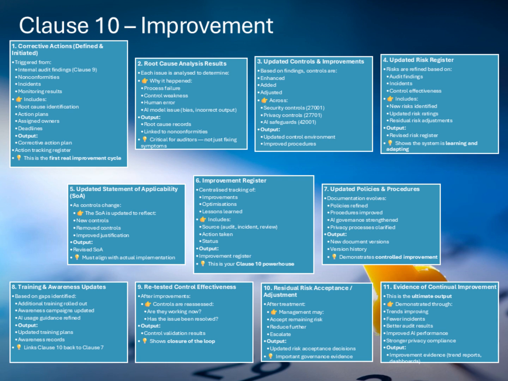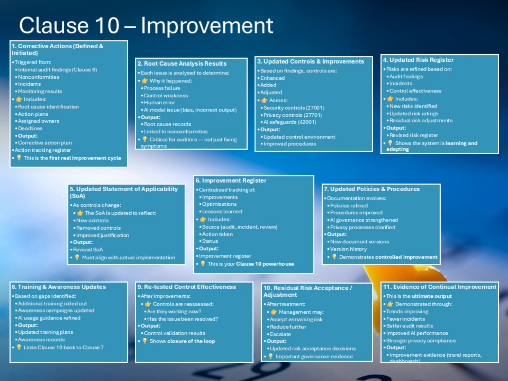This is where the organization takes everything learned from monitoring, audits, and operations, and turns it into meaningful improvement. It begins with corrective actions, triggered by audit findings, non-conformities, incidents, and monitoring results, ensuring that issues are identified, owned, and addressed. From there, root cause analysis is performed to understand why those issues occurred, whether due to process gaps, control weaknesses, human error, or AI-related risks such as bias or incorrect outputs.